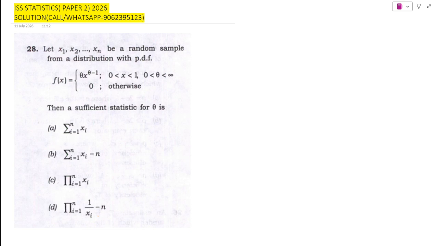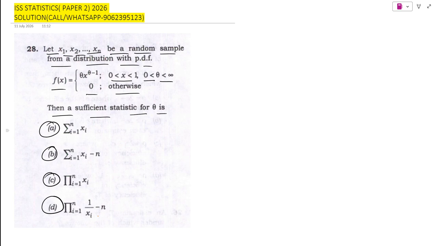Okay, so first read the question. Let x1, x2, and so on up to xn be a random sample from a distribution with PDF f of x equal to theta times x to the power theta minus 1 for 0 less than x less than 1 and 0 less than theta less than infinity, and f of x is 0 otherwise. A sufficient statistic for theta is what? And we are given 4 options.